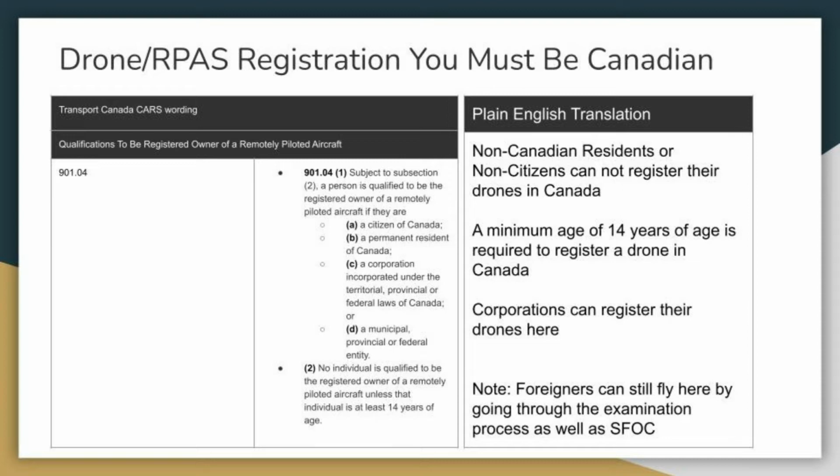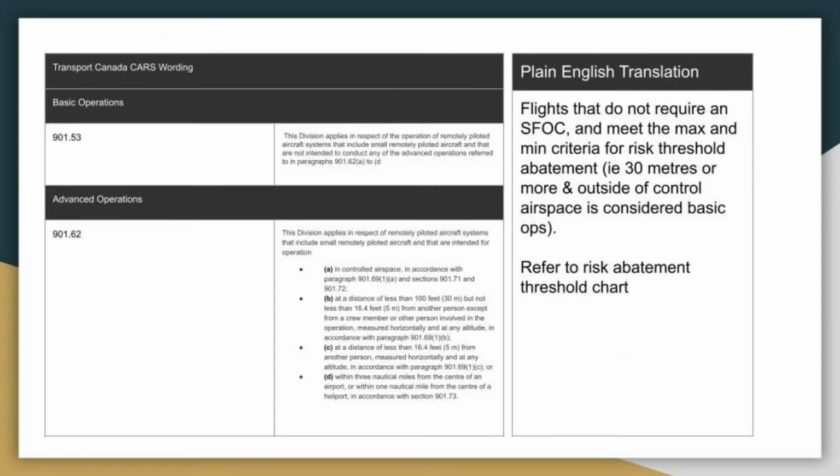So let's talk about basic and advanced operations. So basic operations applies to essentially operations that are 30 meters from people, as well as that you're operating outside of controlled airspace. Right? It states here that this division applies in respect of operation of a remotely piloted aircraft system that includes smaller remotely piloted aircraft and that are not intended to conduct any advanced operations referred to in paragraphs 901.62A to D. Now, again, as I plainly explained to you, you need to be operating 30 meters away from people, as well as outside of controlled airspace. Plainly put, make sure that you're in an uncontrolled environment when you're operating your drone in basic operations.